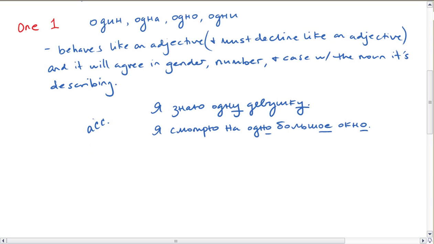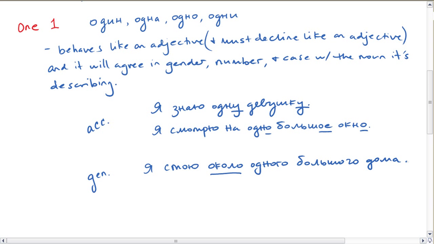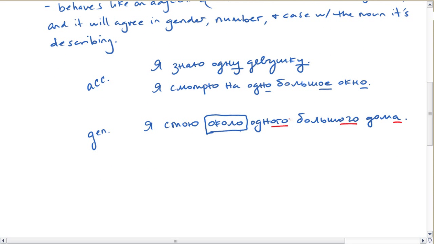All right, now let's look at the genitive case. Я стою около одного большого дома. Right, so because of около, we need to use the genitive case. So there's our genitive ending, and genitive ending. And these are genitive singular, right?